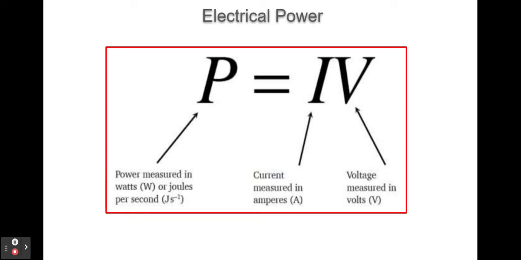Now, we can also calculate electrical power by multiplying the current flowing in an electrical circuit by the voltage across the component that we're dealing with. P equals I times V.